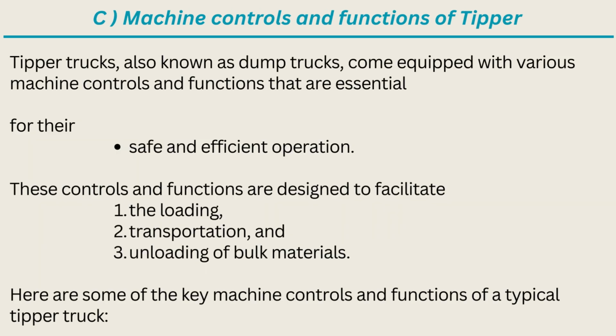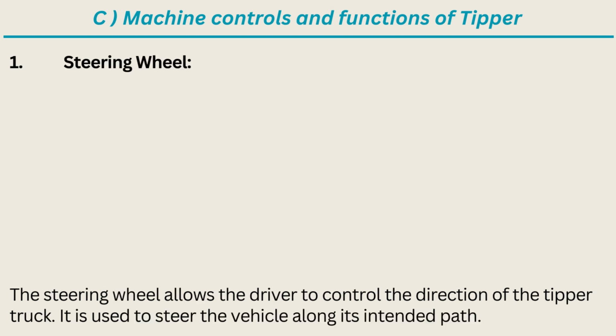C. Machine controls and functions of tipper. Tipper trucks, also known as dump trucks, come equipped with various machine controls and functions that are essential for their safe and efficient operation. These controls and functions are designed to facilitate the loading, transportation, and unloading of bulk materials. Here are some of the key machine controls and functions of a typical tipper truck.